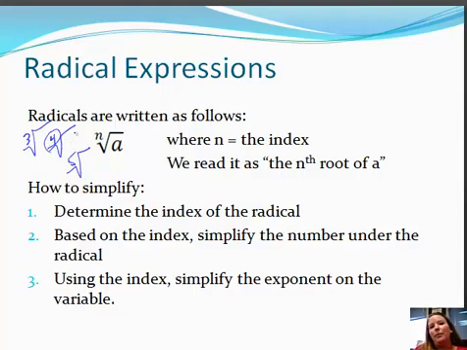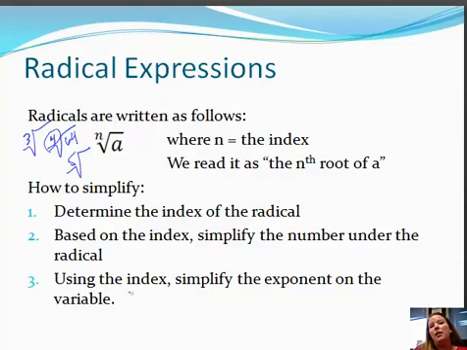So if I have a number under here like 64, I'm looking for which number multiplied 4 times by itself gives 64. I'm going to get 2. To simplify a radical expression, you determine the index, meaning you identify what it is. Based on that index, you simplify the number. If it's a square root, you're looking for a perfect square. If it's a cube root, you're looking for a perfect cube. And then using the index, you simplify the exponent on the variable.